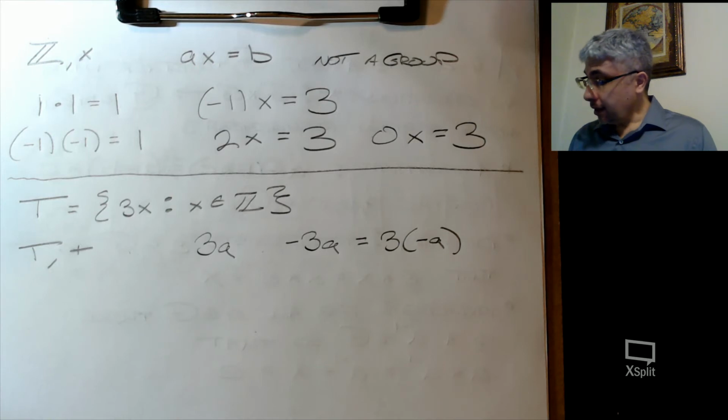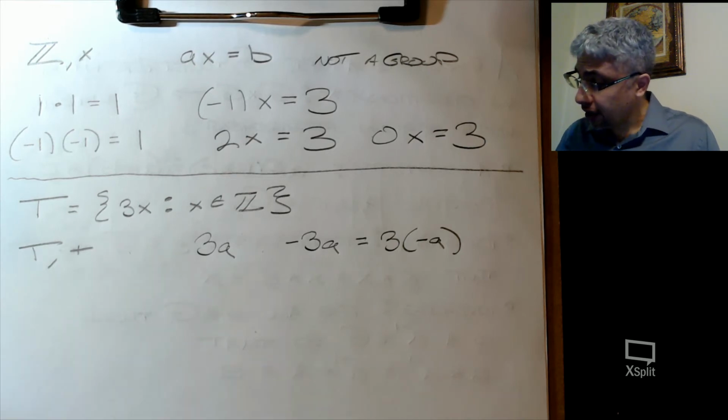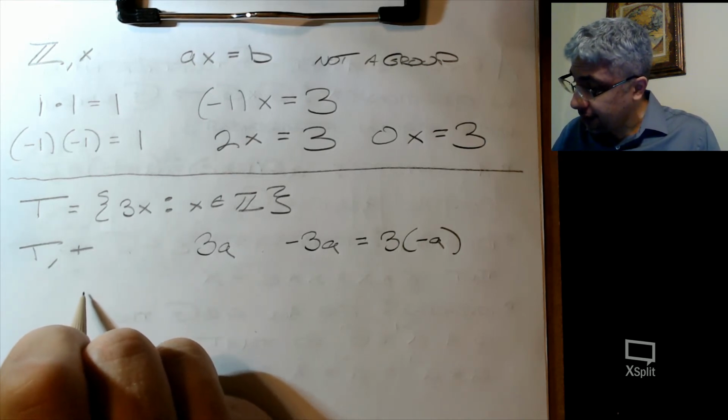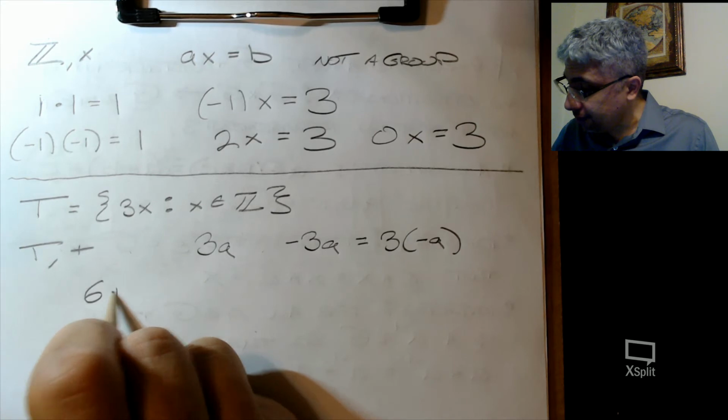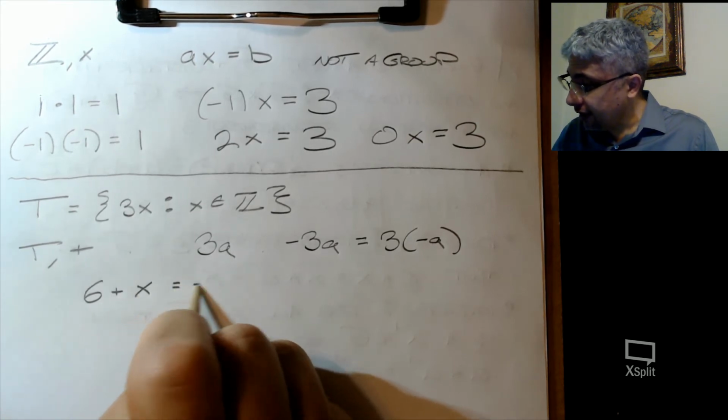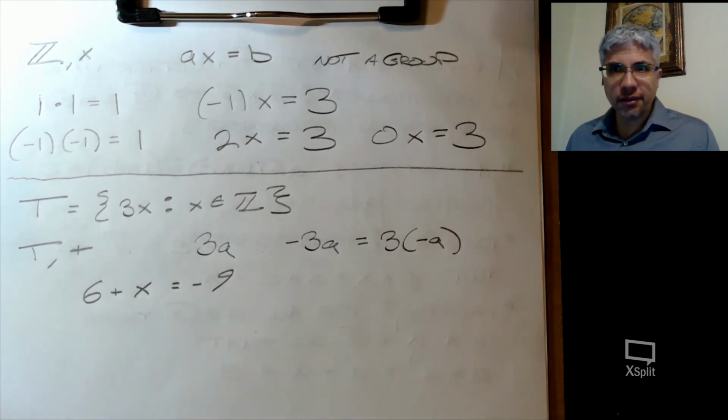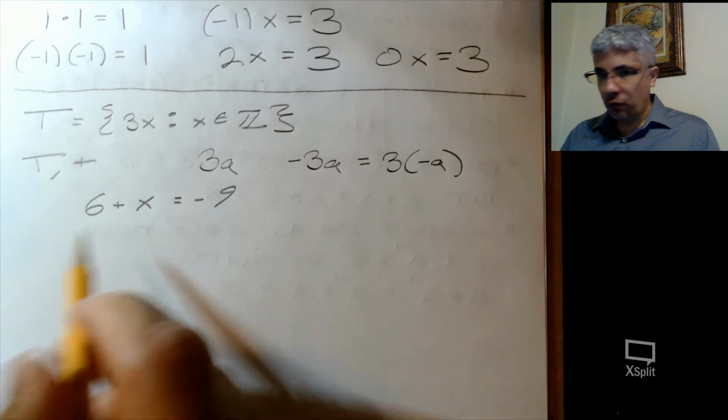So this is a group, and we can solve equations in it. What would an equation here look like? Well, it would look like something like this. We'd have maybe 6 plus x equals -9 or something like that. And what would we do here?